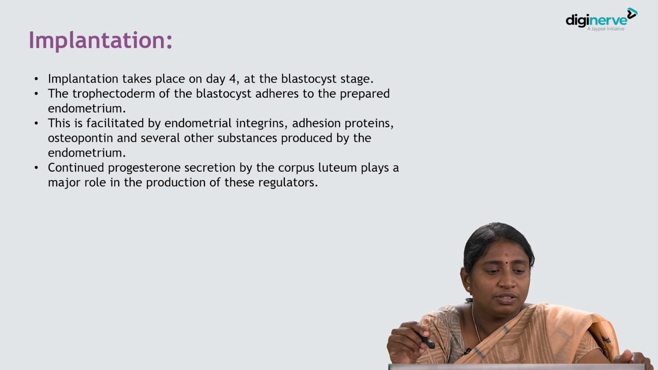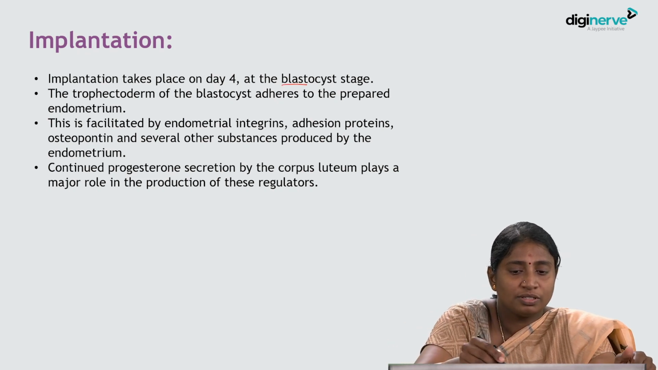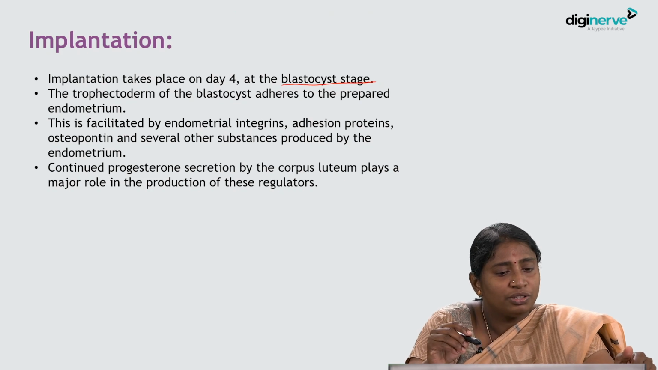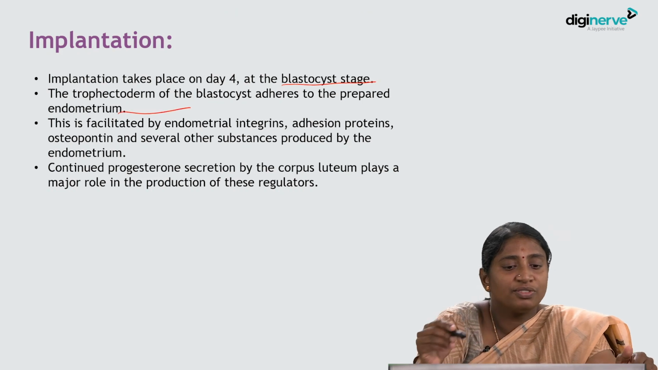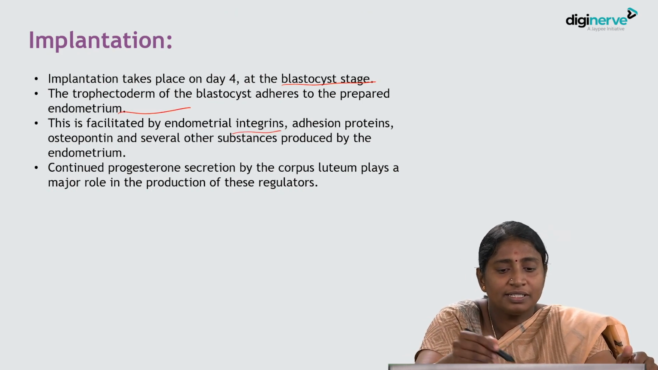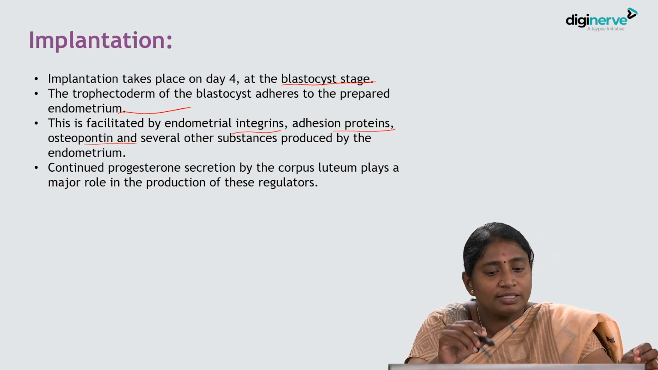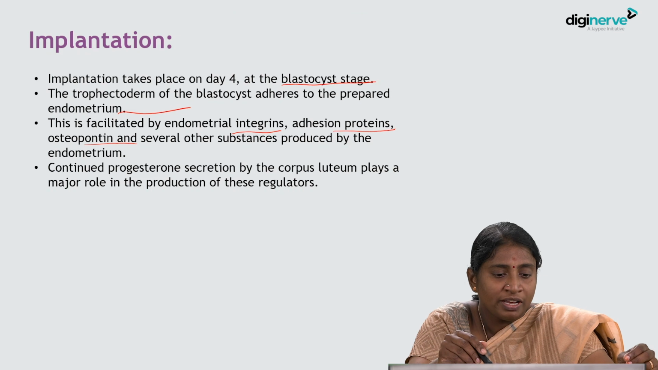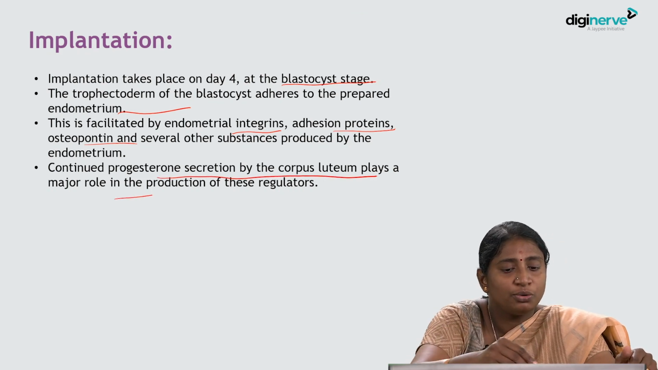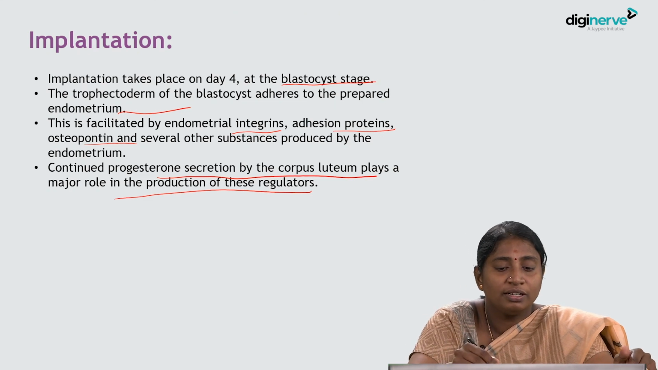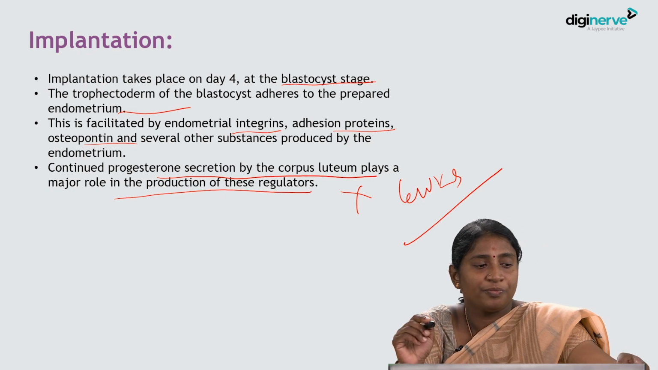So, we have come to the last slide. Implantation takes place on day 4 at the blastocyst stage. The trophoblast of the blastocyst adheres to this prepared endometrium. This is facilitated by endometrial integrins, adhesion proteins and osteopontin and several other substances produced by the endometrium. Continued progesterone secretion by the corpus luteum plays a major role in this regulation. This continues for the next 6 weeks till the placenta takes over the role.